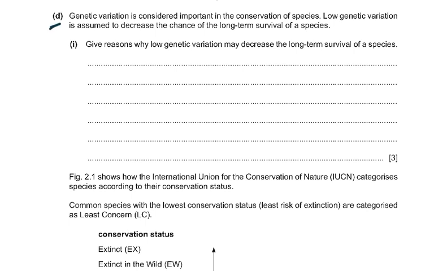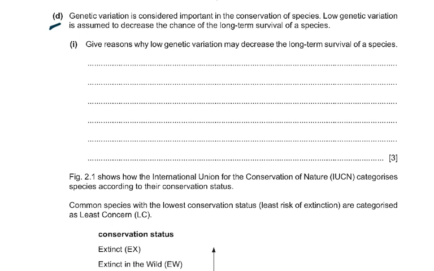Then it says part D, genetic variation is considered important in the conservation of species. Low genetic variation is assumed to decrease the chance of the long-term survival of a species. Give reasons why low genetic variation may decrease the long-term survival of a species. Understand this, why? We have about 100 lions, but there's very low genetic variation because these 100 lions are originally from only 10 lions which were left. So they are less able to adapt. Little variation for selection to act on.